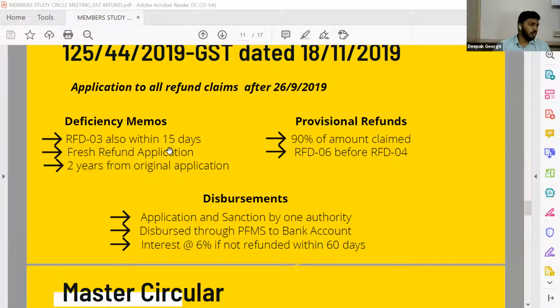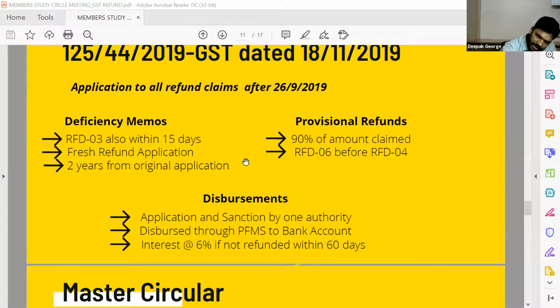So by the time you get 2-3 deficiency memos, even though it looks big, 2 years, you would have partially given up and partially time barred in terms of application. So 2 years from the original application, not from the second, fresh application. So that is mentioned in the circular. There's no change in the circular. The circular is again clarified.